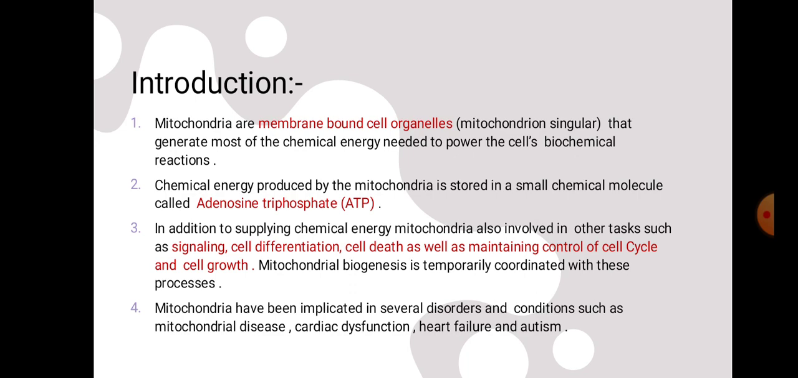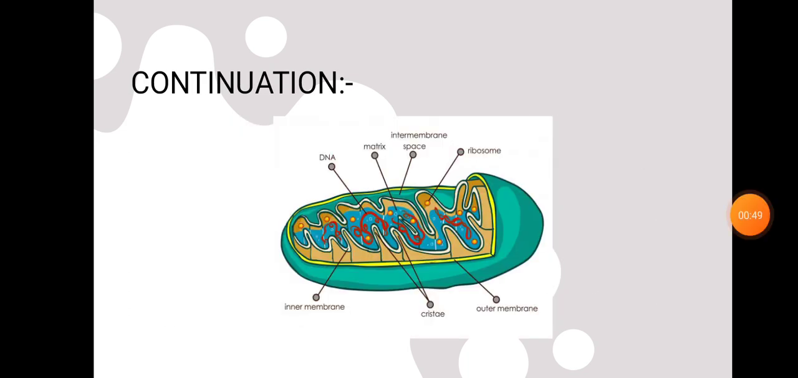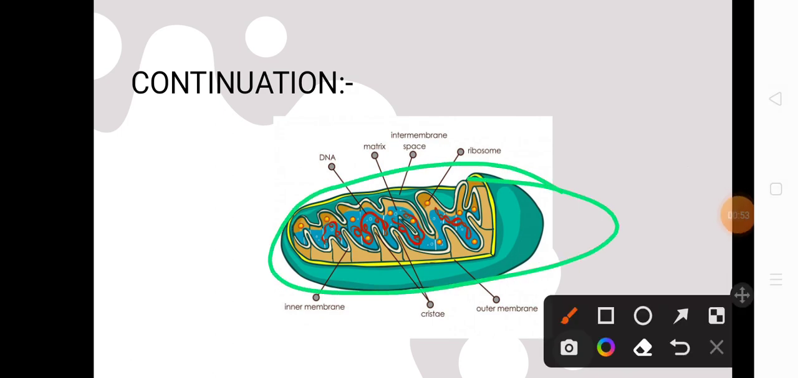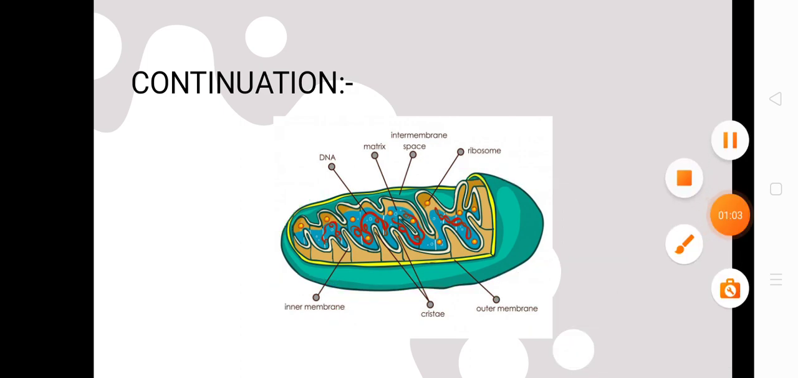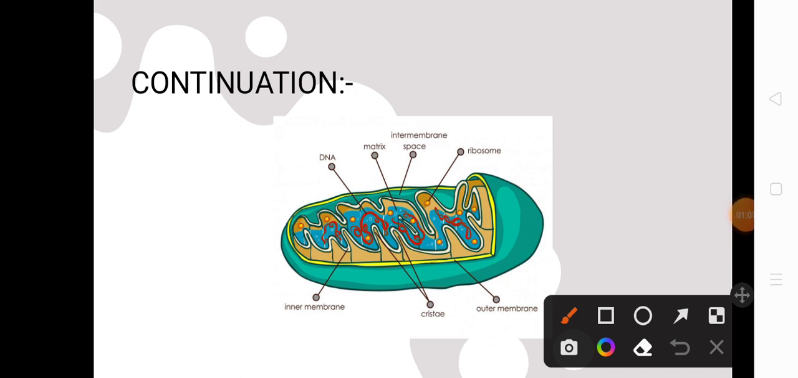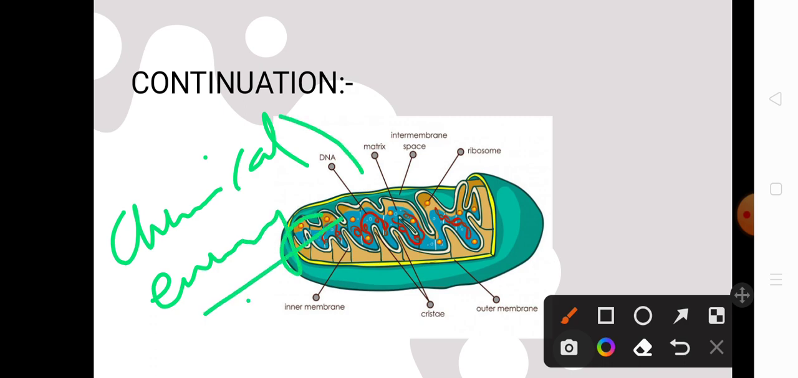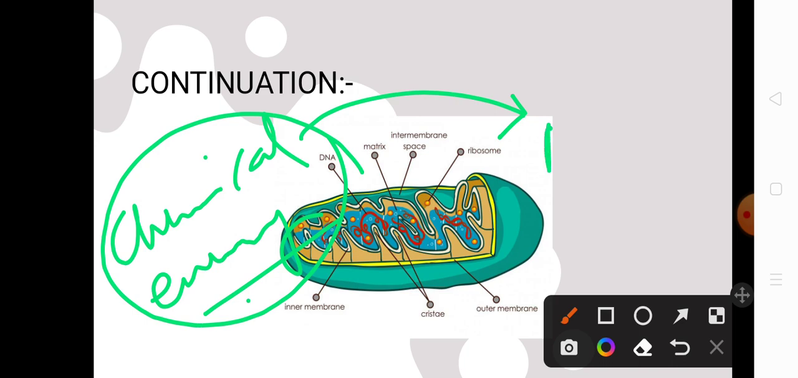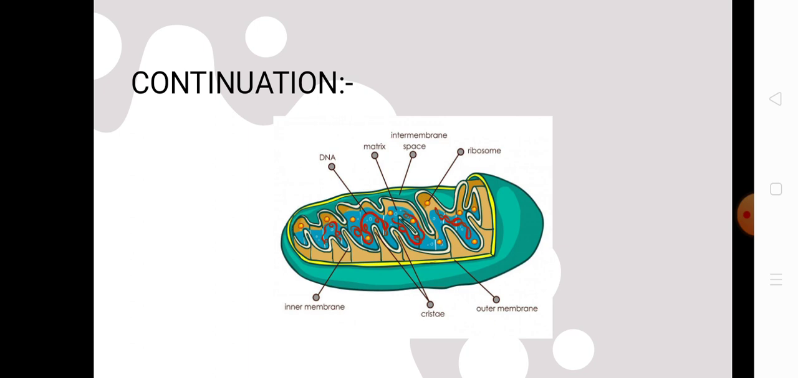So first, a very basic introduction. The mitochondria that we are going to talk about are membrane bound organelles, and they usually consist of two types of membrane. One is the outer membrane, another one is the inner membrane. Okay, and this membrane bound organelle is responsible for generation of chemical energy. Okay, this chemical energy generated by mitochondria is responsible for running all the important biochemical processes in our body, and this chemical energy is stored in a special chemical molecule called ATP, right? And that's why we call mitochondria the powerhouse of the cell, right?